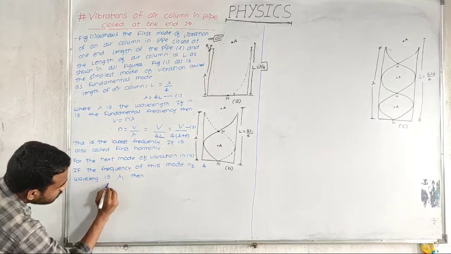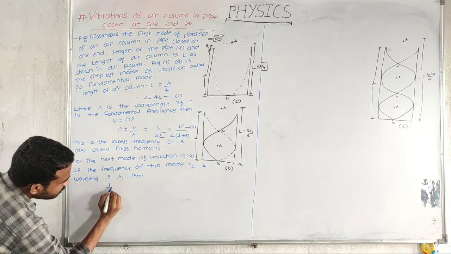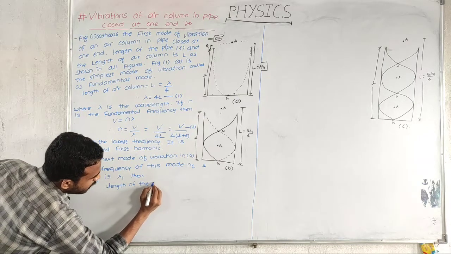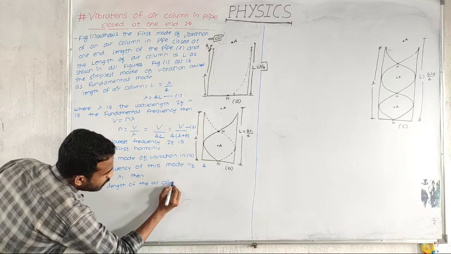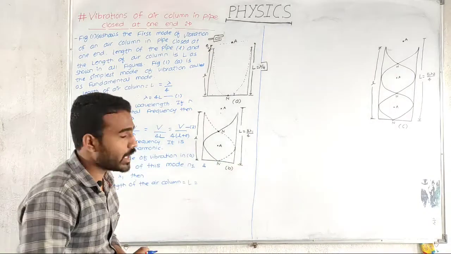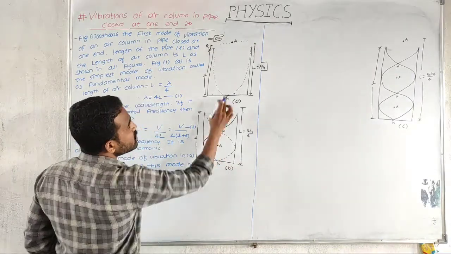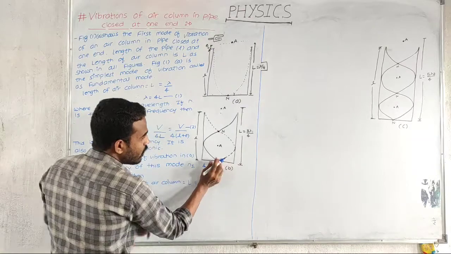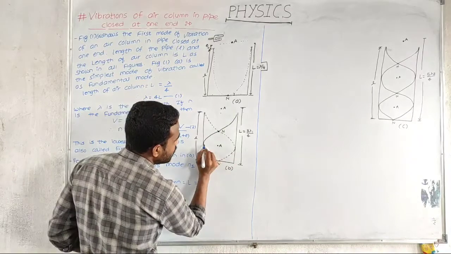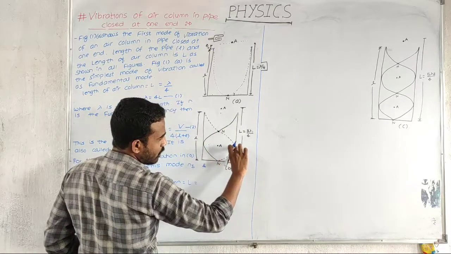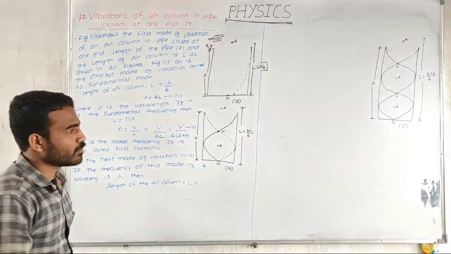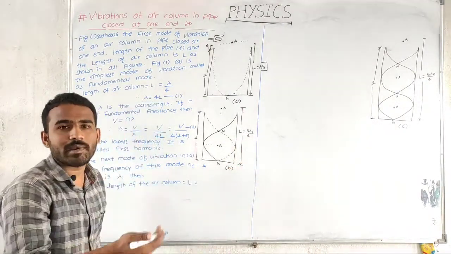Then the length of this air column is capital L, which equals 3 lambda 1 upon 4. Why? You can see this half portion is lambda by 4, this is lambda by 4, and this is lambda by 4. So the total is 3 lambda by 4. Here the wavelength is lambda 1, so 3 lambda 1 by 4.